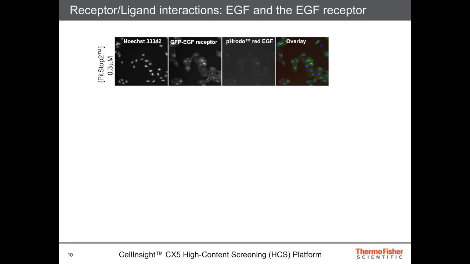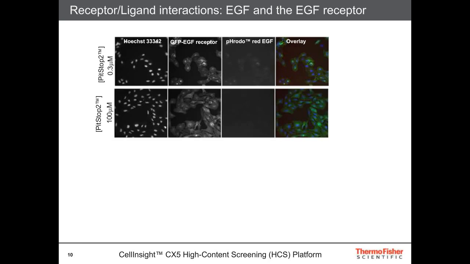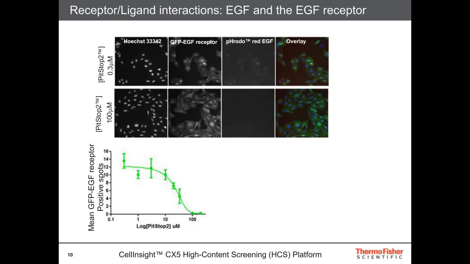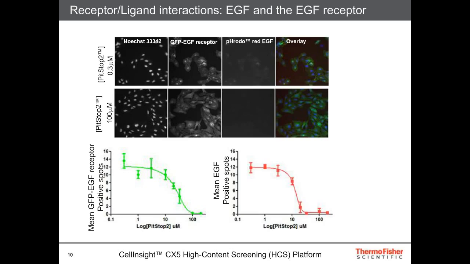At low concentrations, we can see that there are spots forming within the cells that are positive for Frodo-Red EGF. If we use higher concentrations of Pitstop, a very short pulse of 30 minutes, we can see complete inhibition of the internalization of both the receptor as well as the ligand EGF. And again, we can plot this as a dose-dependent readout. Here we see the dose-dependent decrease in receptor internalization, mirrored by dose-dependent inhibition of ligand internalization as well.